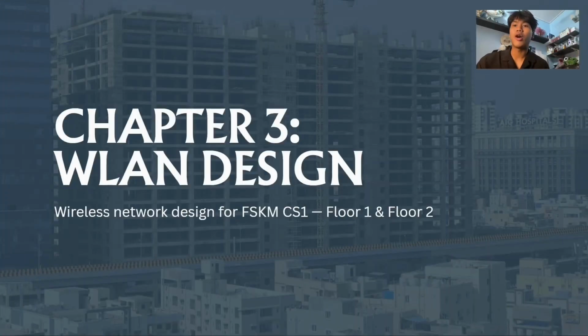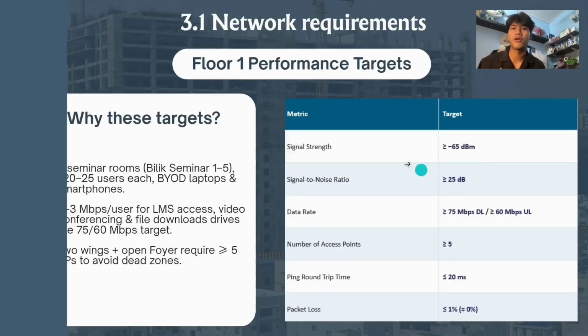Assalamualaikum everyone. Now I'll be presenting Chapter 3 of our group project, WLAN Design for FSKM CS1. This chapter covers how we design the wireless network for Floor 2 and Floor 1 of the building, from performance requirements all the way through the logical network structure. Okay, now let's start with Floor 1 requirements.